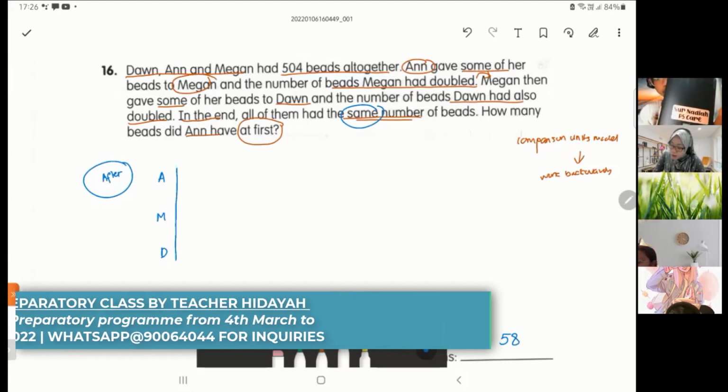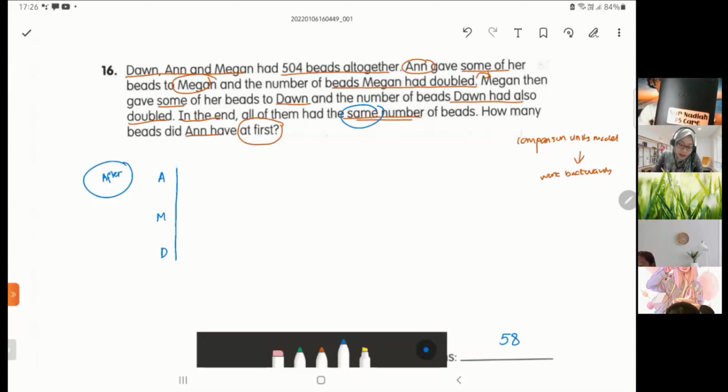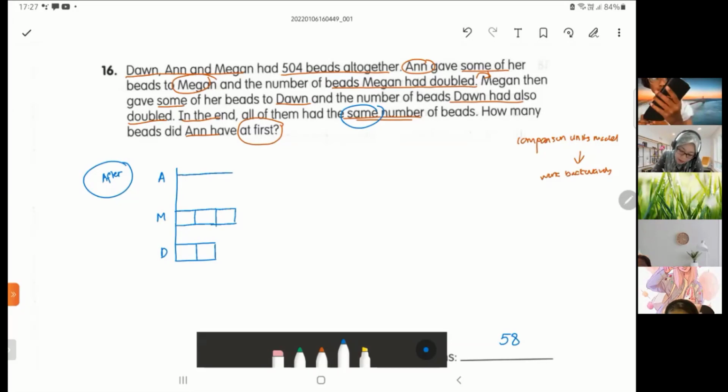So let's say Dawn will have about here. This is too long, double means 2 units, right? And then Megan will have the 2 units also, and then she has 1 unit extra. I will explain later how. Anne will have 4 units.